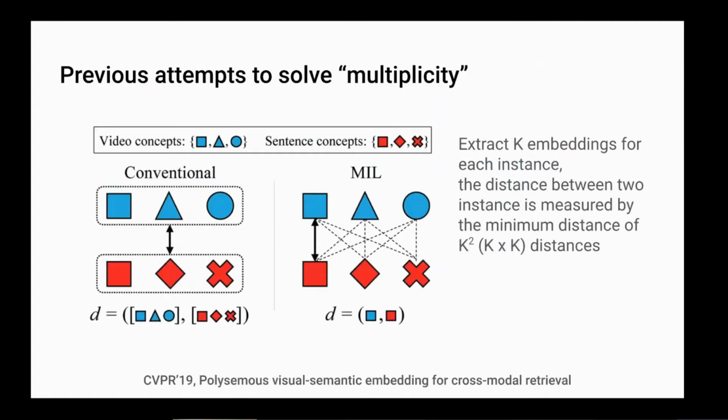So previously, a number of works tried to solve this problem. For instance, the PVSE paper, polysemous visual semantic embedding, solves the problem by a multi-head approach. So they extract K embeddings for a given instance and compute the K-square distances to find the best matched concept here.